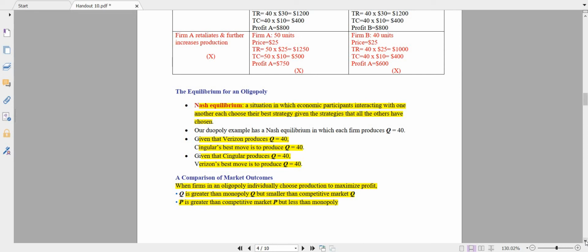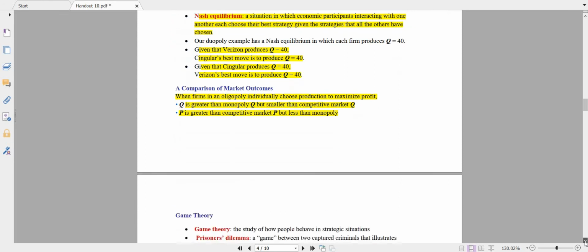From a consumer perspective, perfect competition is the best because more quantity is being produced and less price is going to be charged. The second best is going to be oligopoly, and the least preferred is going to be monopoly, because monopoly is simply overcharging and producing very less quantity.